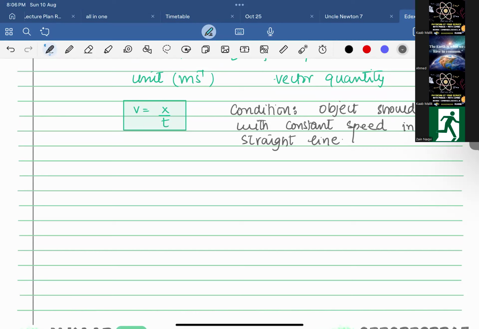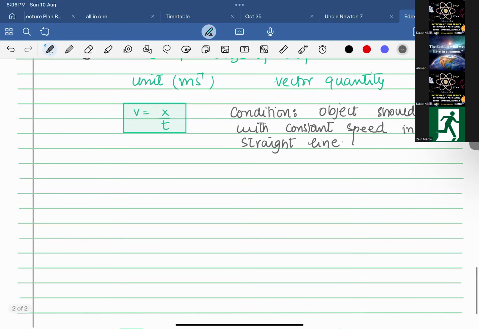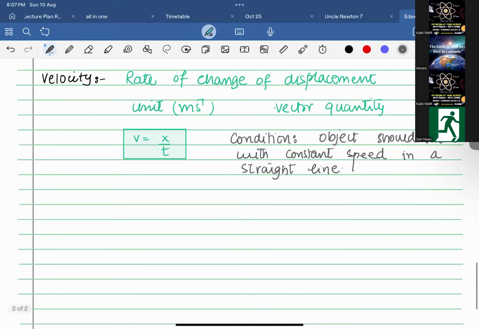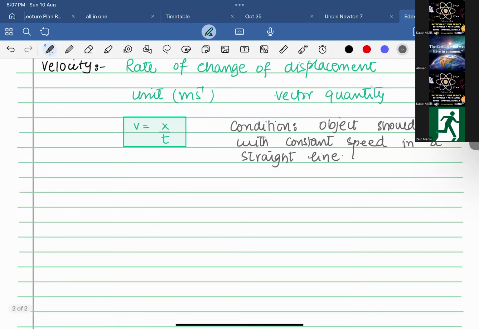If you're not moving with a constant speed, like if your speed is changing, or if you're moving in a circular path or a circular arc, then the direction will be changing. So in both cases you're not allowed to use this formula. Since velocity is a vector quantity, velocity can be zero, but speed cannot be zero.